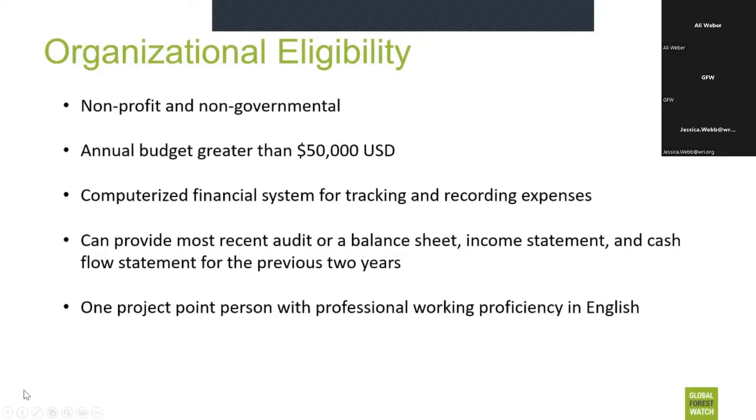You will also need to pass WRI's organizational risk assessment process, which finalists will be required to complete once they are provisionally selected. As part of this organizational assessment, you are required to have a computerized financial system for tracking and recording expenses and be able to provide your most recent audit or financial statements listed here from the previous 2 years. And finally, you will need at least one project point person with professional working proficiency in English to submit the organizational assessment, grant reports, and communicate regularly with WRI staff.